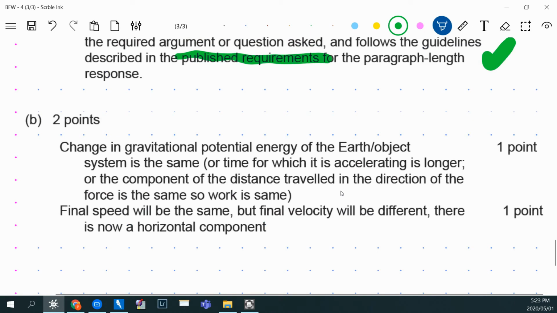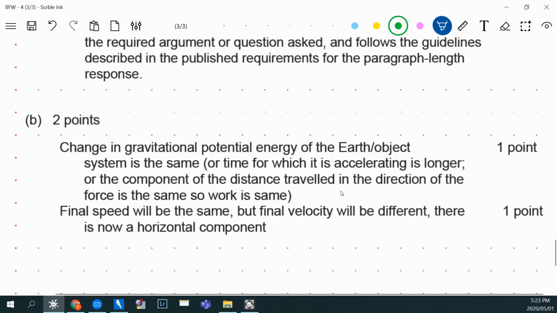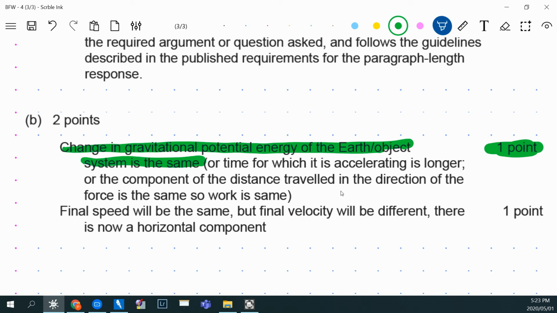Shifting over to part B. In fact, you know what? I think I'm going to recycle. I only have so many colors here. Because I didn't pinpoint it, I will save green for over here. So 1 point in part B is for having a change in gravitational potential energy of the Earth object system that is the same, or the time for which it is accelerating being longer, or the component that is... Okay, so you have all kinds of options available to you as to how you might justify this, but I definitely did this first option. The change in the gravitational potential energy is the same.